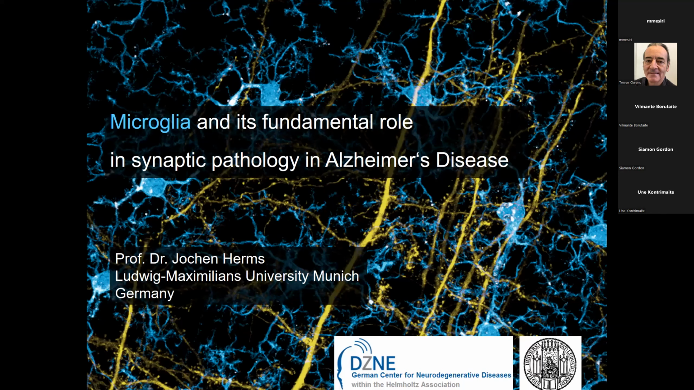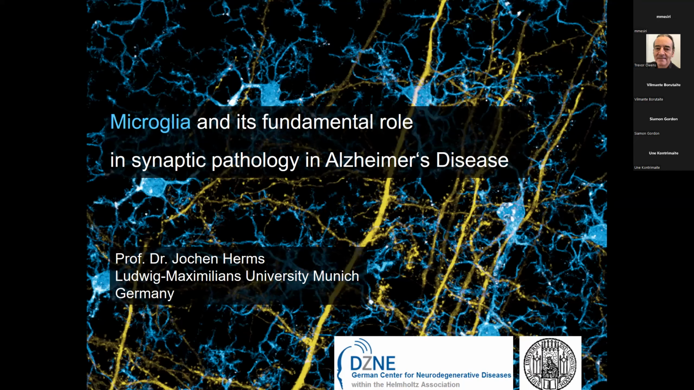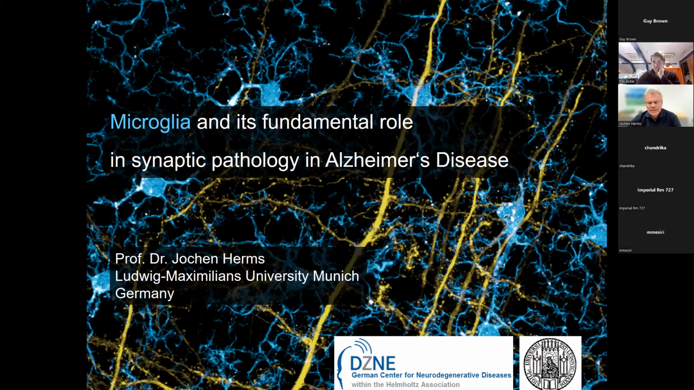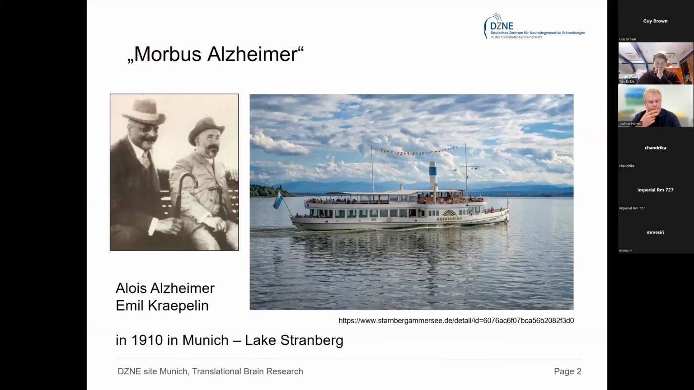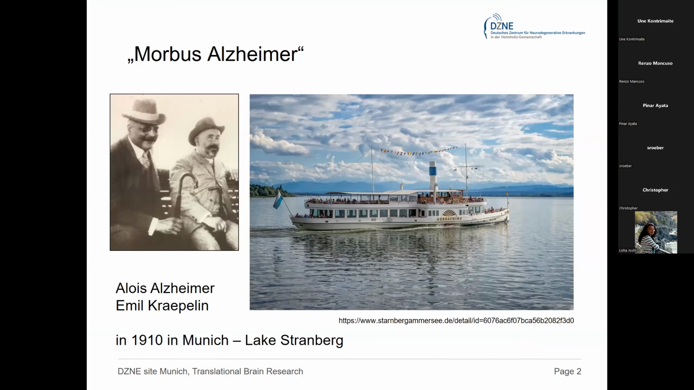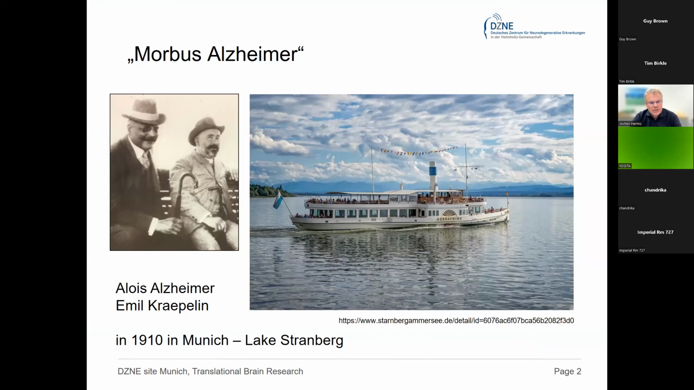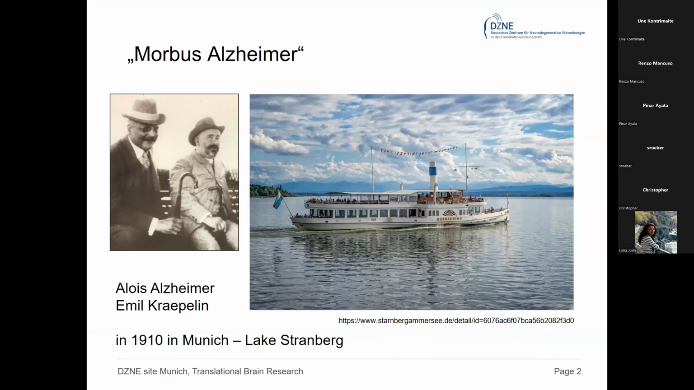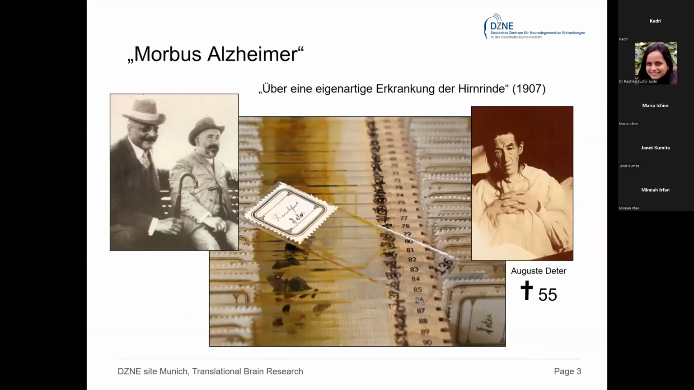I'm working at the Ludwig-Maximilians University in Munich, and it's actually the university where the disease was first described. Here you see Alois Alzheimer sitting on a boat on Lake Starnberg on the left, and on the right you see Emil Kraepelin, the head of Alzheimer at that time of the Department of Psychiatry. And in 1910, Kraepelin wrote a textbook, and within the textbook he named a disease, Alzheimer's disease, based on a case description of Alzheimer's.